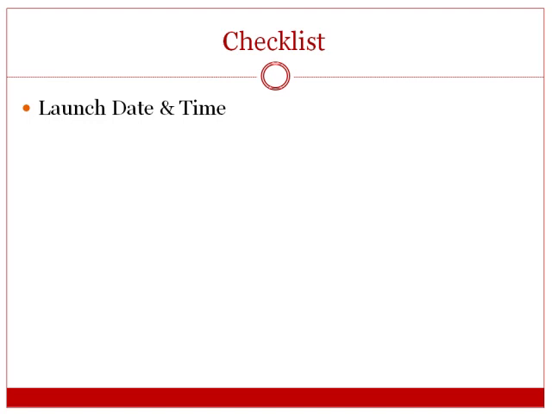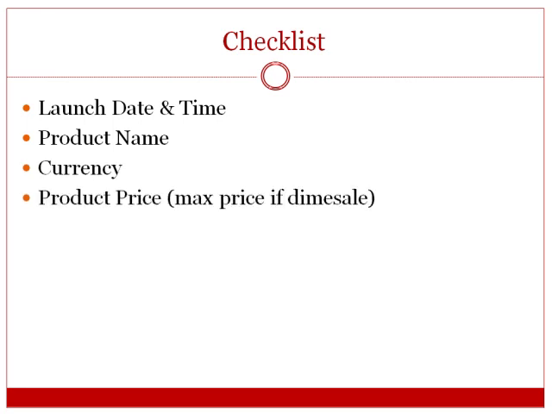So if you were to make it live today and you don't want to put it into the marketplace until 10 days later, then you want to specify the launch date and time. You're also going to need the product name. That's pretty self-explanatory. You're going to need to know the currency in your country that you want to be charging.